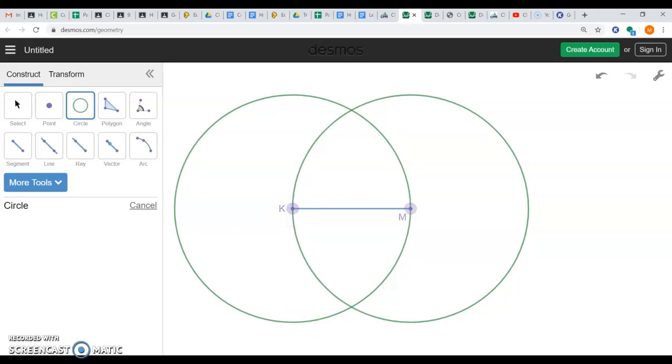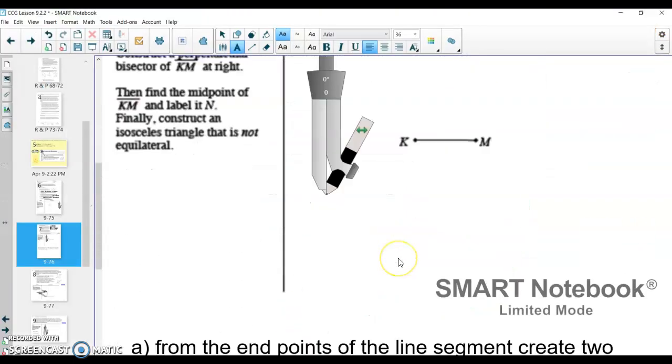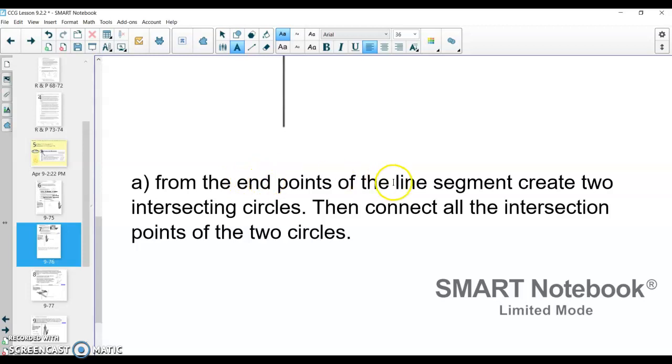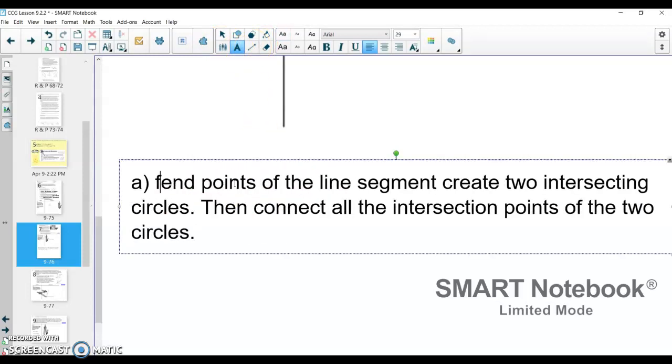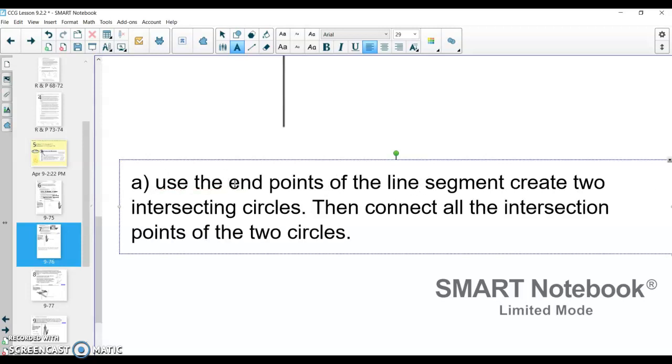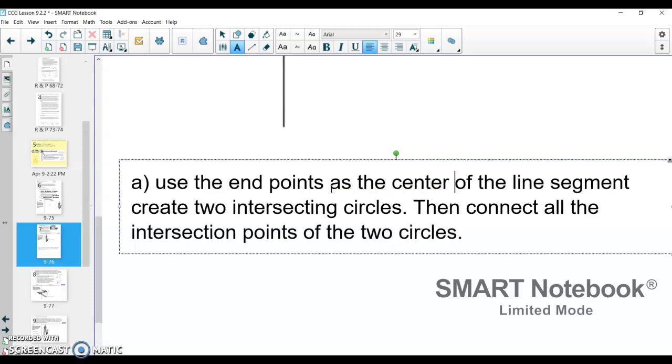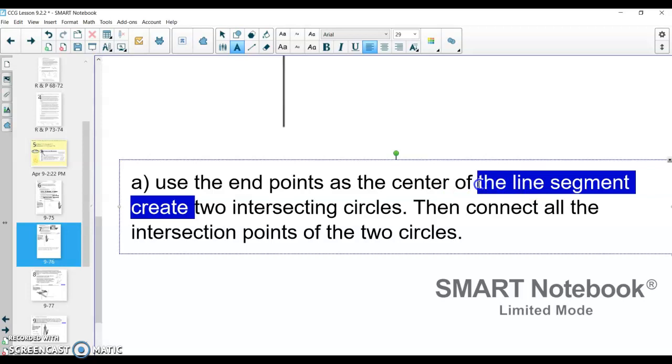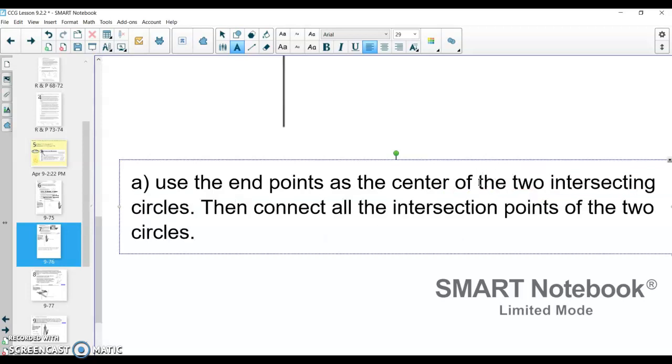That's probably a better way to write it, instead of the way I have it written, where from the endpoints of the line segment create two intersecting circles. I should really have it say use the endpoints as the centers of the two intersecting circles. Okay, I like that a little bit more.